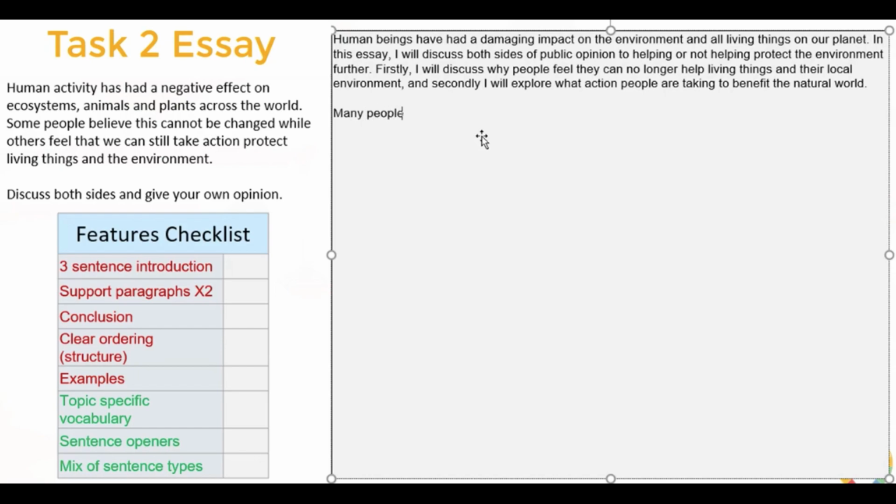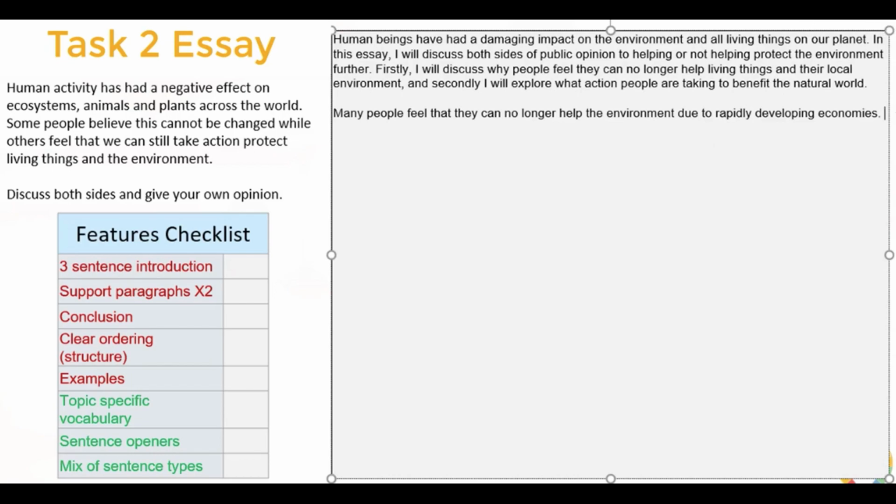Many people feel that they can no longer help the environment due to rapidly developing economies. Okay, so we've made our topic sentence. So we're going to be talking about rapidly developing economies. Now we can add more detail with a support sentence.